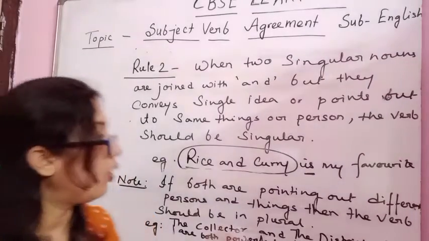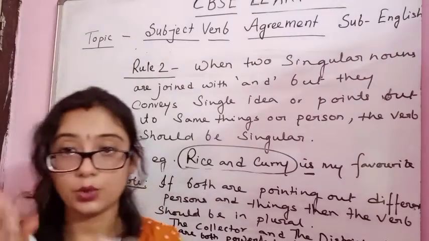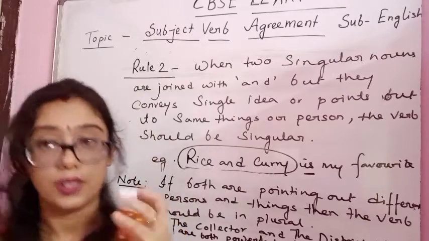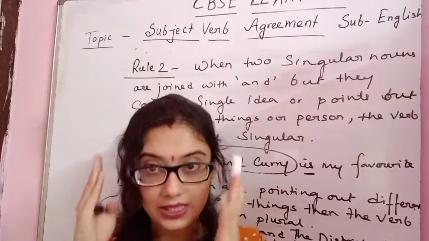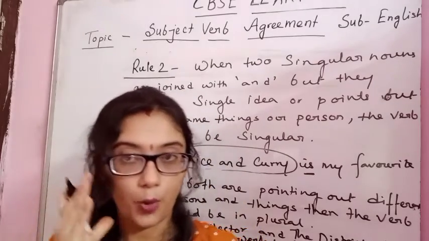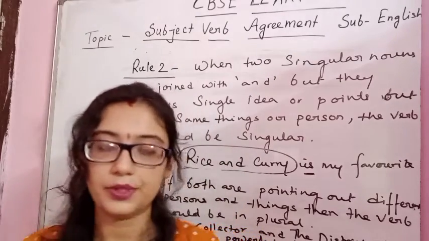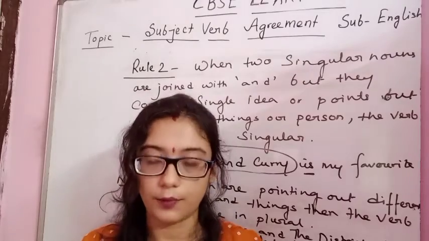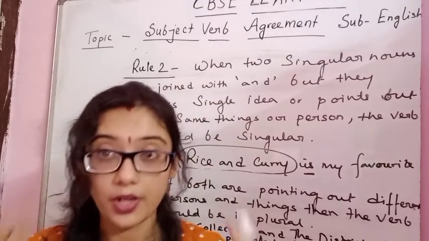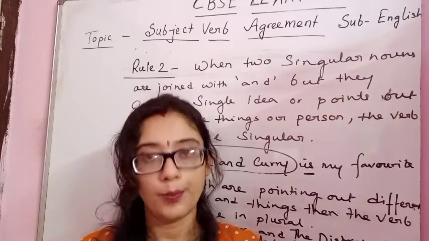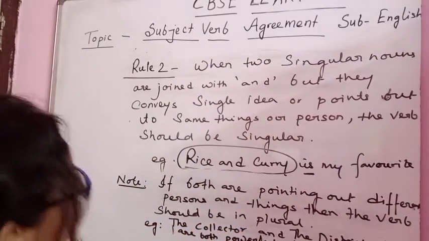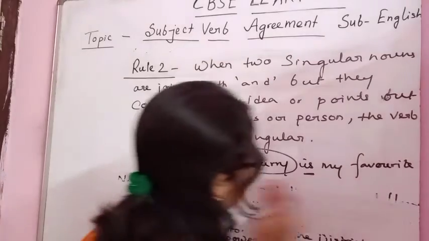So this is the second rule. When we join singular nouns with "and" and it gives the same idea, pointing to the same thing or the same person, you can use a singular verb. But if it points out different things or different persons, then you have to use a plural verb. Now the rule 3.